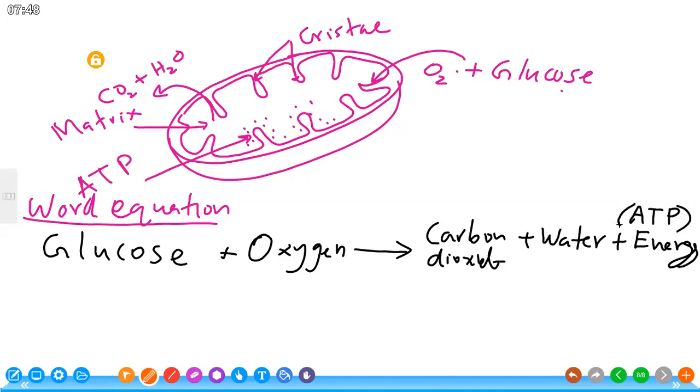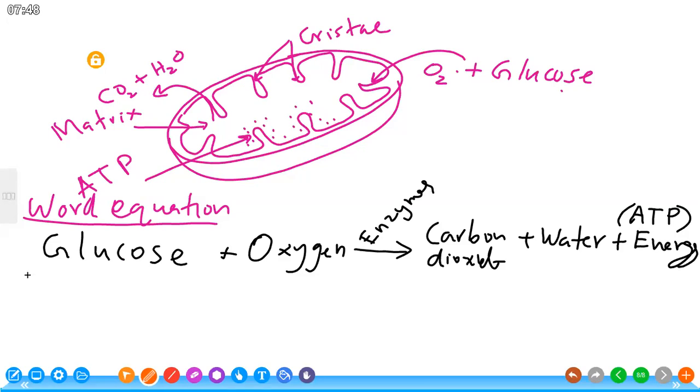It is one of the exothermic reactions; a lot of heat is given out during this process. And it needs enzymes too. Without enzymes, none of the biological activity is done. A lot of enzymes are involved in this process. That is the word equation for cellular respiration.